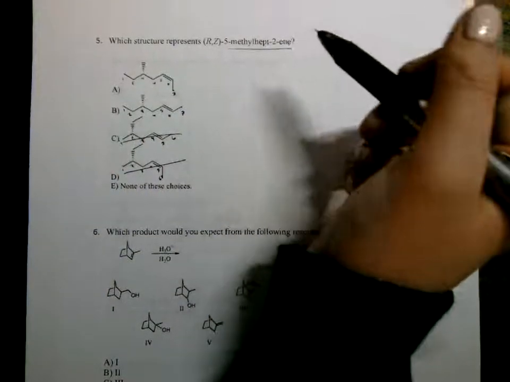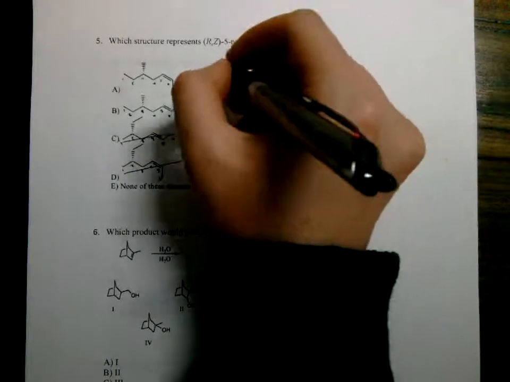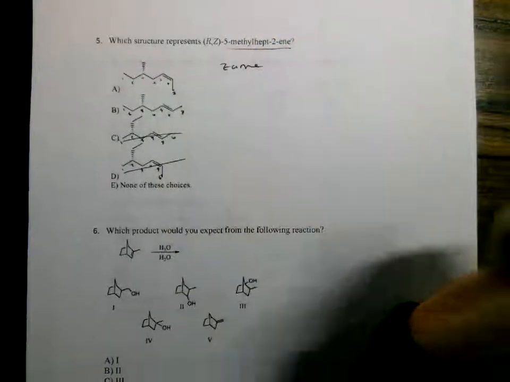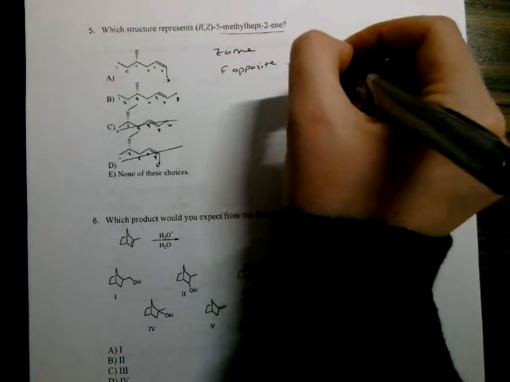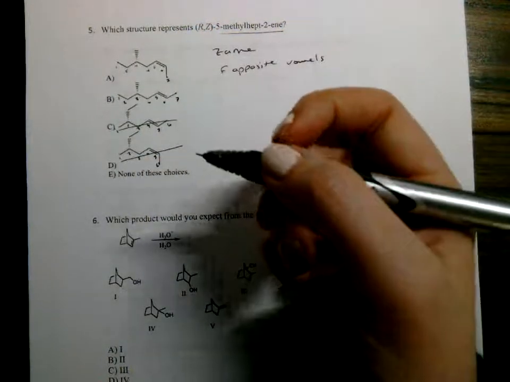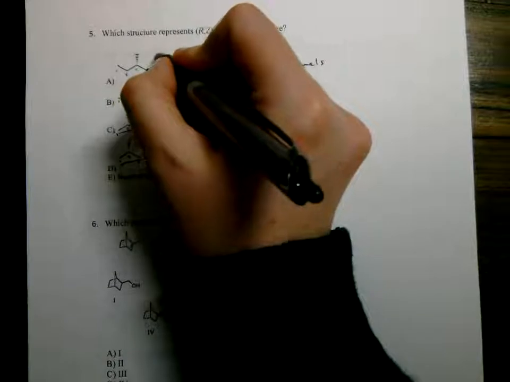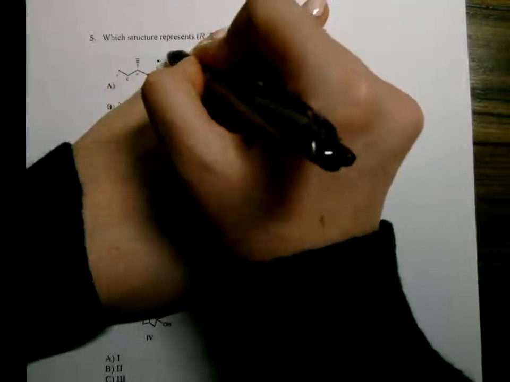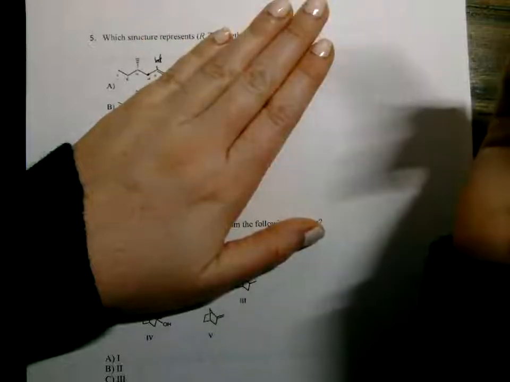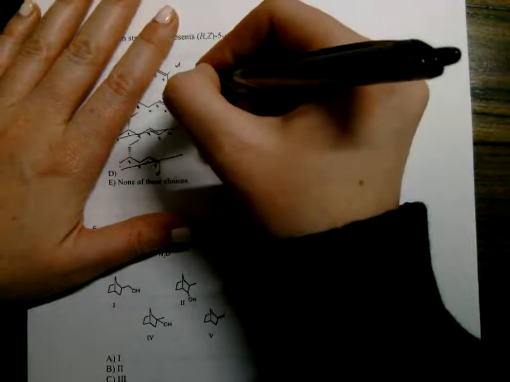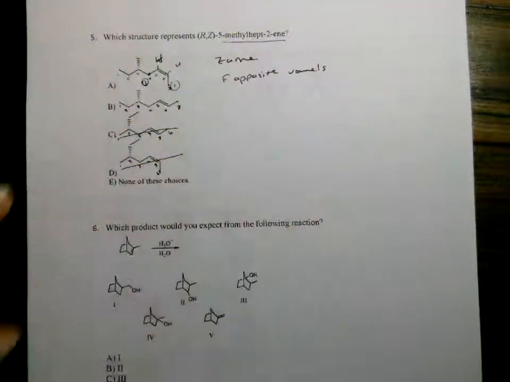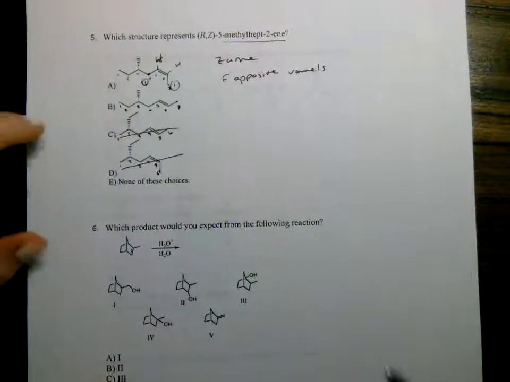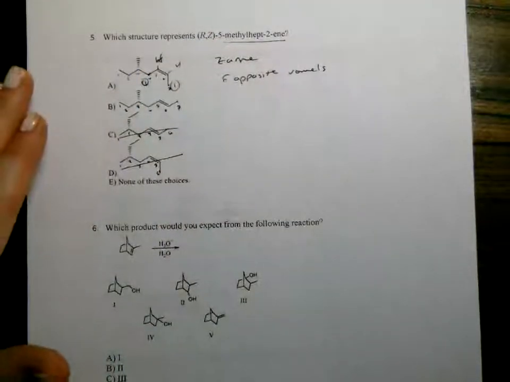And then Z is going to have them on the same side. Z, zame is how I remember that. E opposite is they're both vowels. So the major groups are going to be the one with the highest priority directly attached. So this side, you just look at one side at a time. It has a carbon over here and a hydrogen over here. Hydrogen is lower priority than carbon, so this is higher priority. And then over here, hydrogen and a carbon, hydrogen is lower priority, it weighs less. So these are both 1 and they're both on the same side. So A is looking pretty good to me.